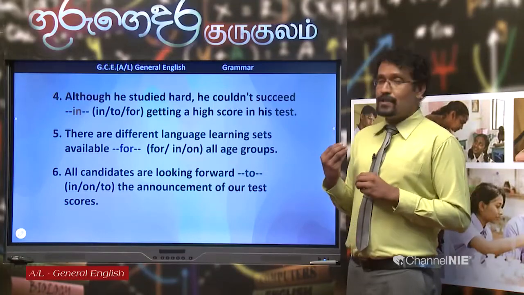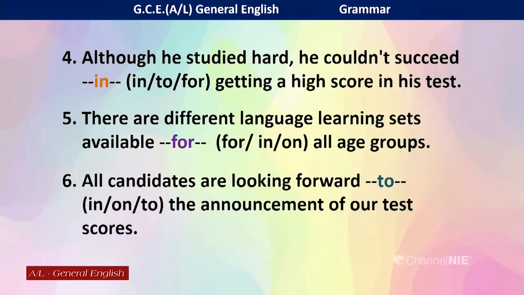There are different language learning sets available for all age groups. If you want, you can buy. If you want, you can get them. Available means you can get them or you can buy from somewhere. There are different language learning sets available for all age groups.